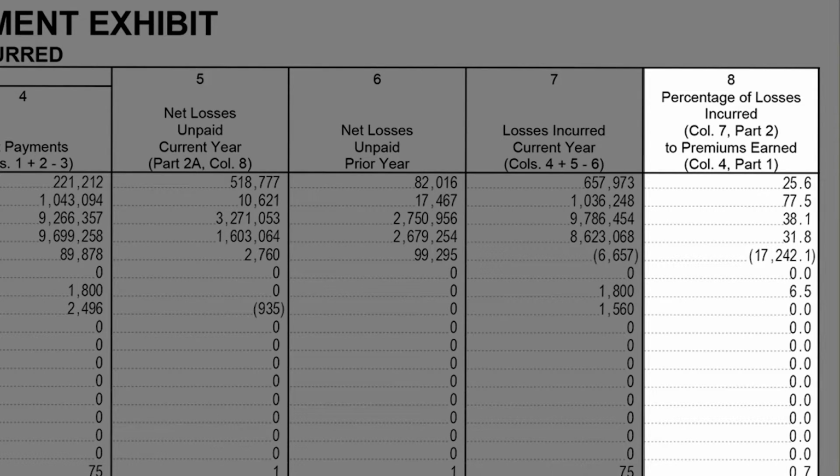Column 8, percentage of losses incurred. This is column 7, Part 2, what we just reviewed, as a percentage of premiums earned, which was column 4, Part 1 that we talked about earlier. So you're going to take a look at these net losses incurred compared to the net premiums earned for these respective product lines that the company's writing. That's going to give you a loss ratio. So if you look at line 1, the fire line of business, you can see that losses incurred represent 25.6% of the premiums earned for the fire line of coverage.